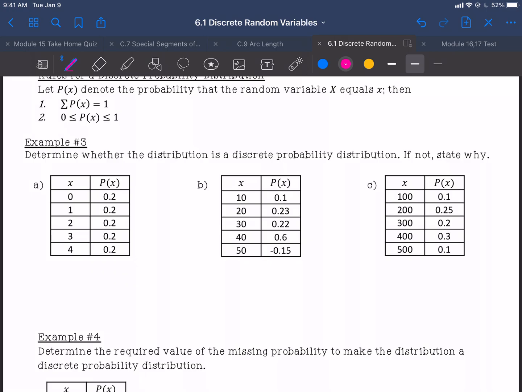So looking at part A, I'm looking at each probability here, and each probability is 0.2, so it does satisfy the fact that each probability of the random variable x equals lowercase x is between 0 and 1. Next we want to know if the sum of all of those probabilities is equal to 1. And if you add up 0.2 5 times, you are going to equal 1. It satisfies both. So yes, it is a probability distribution.